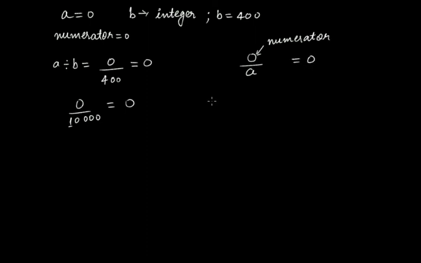Why? Because if you say 0 divided by 1000, the divisor is 1000 and this is 0, this will be 0 times 1000 equals 0. Therefore the quotient is 0, therefore the answer is 0, right?